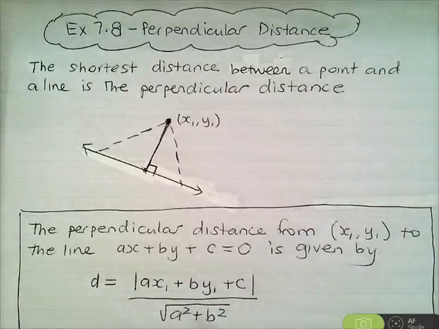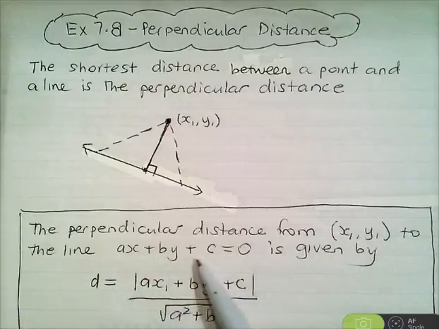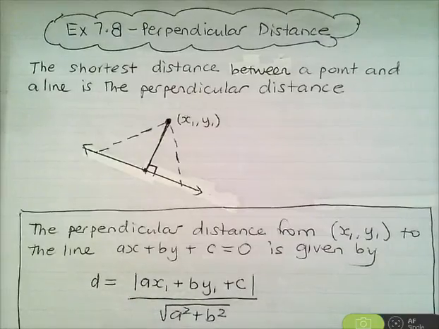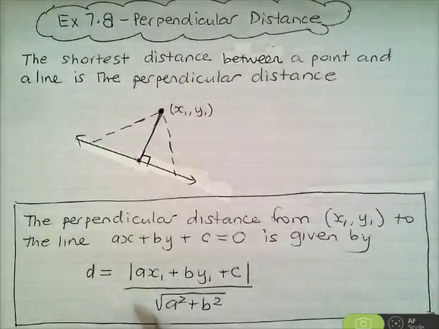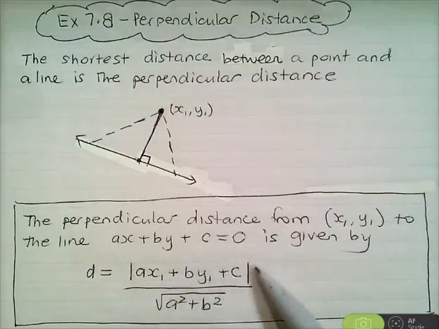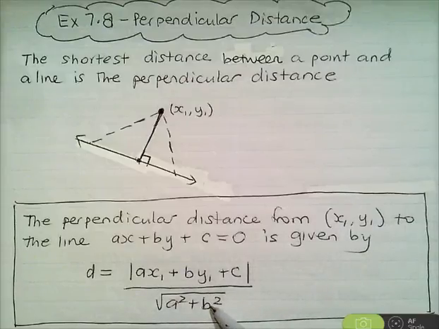So the formula for working out the perpendicular distance from a point x1, y1 to the line ax plus by plus c equals 0, notice this line is in general form, is given by this formula. And the formula is D equals the absolute value of ax1 plus by1 plus c, absolute value of that, over the square root of a squared plus b squared.